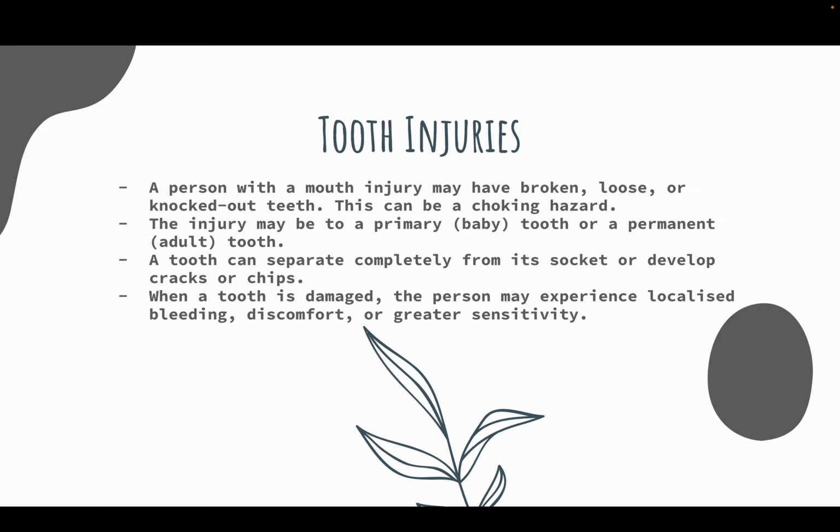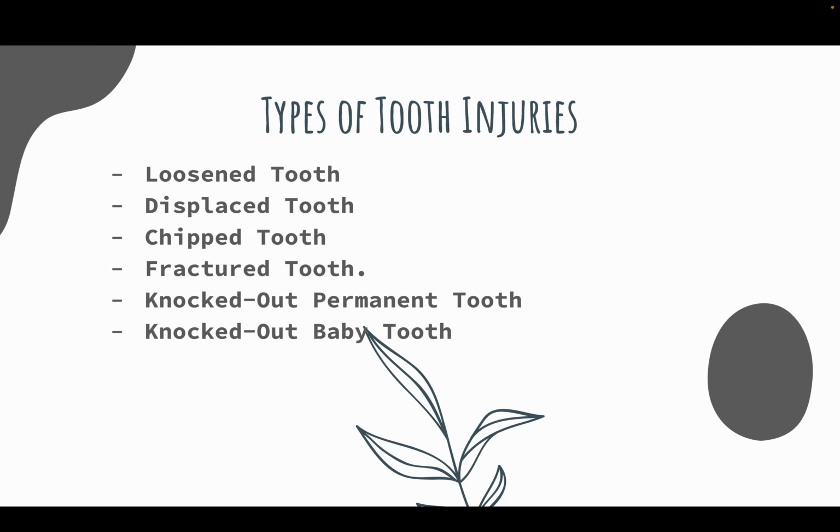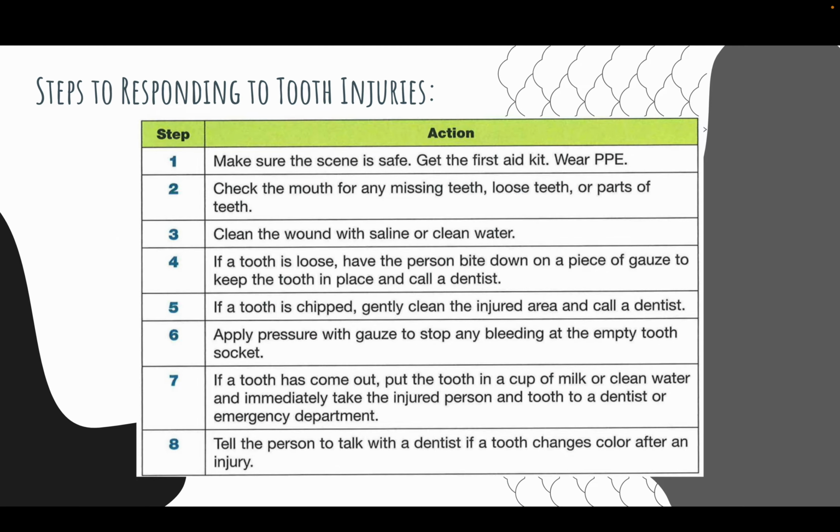A person with a mouth injury may have broken, loosened, or knocked out a tooth. This can be a choking hazard. So types of tooth injuries include all of these. And step 2, responding to a tooth injury.